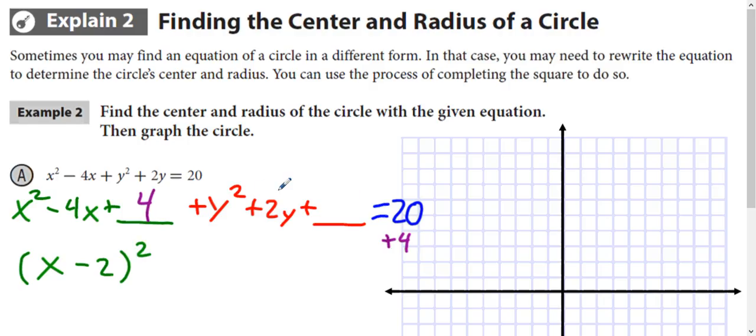You do the same thing here, so b divided by 2, that's 1 squared is 1. We're adding 1. If you add 1 on the left, you have to add 1 to the right. So now we complete the square there. That becomes y plus 1 squared equals, now we just add up all the numbers on the right side. 20 plus 4 plus 1 is 25.